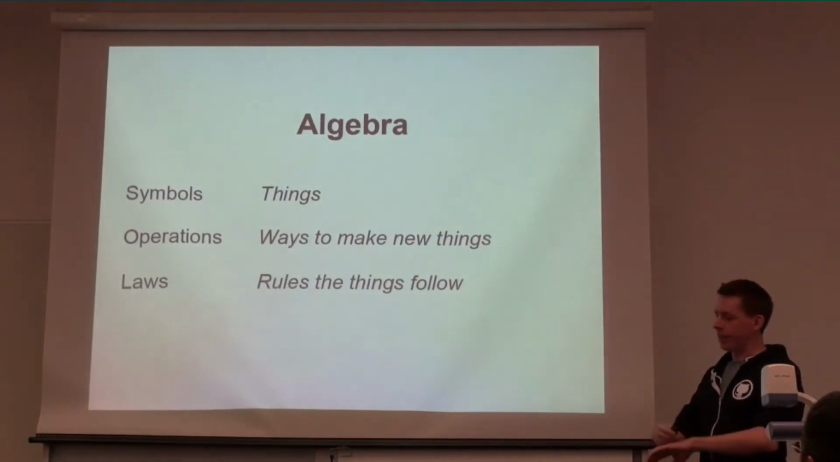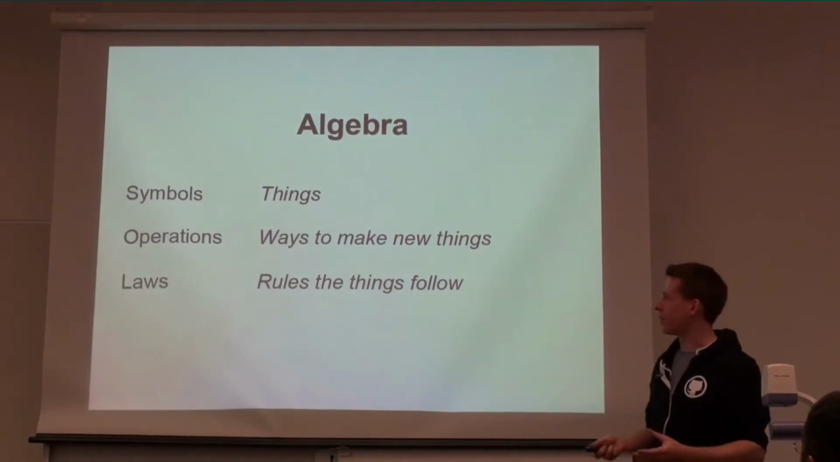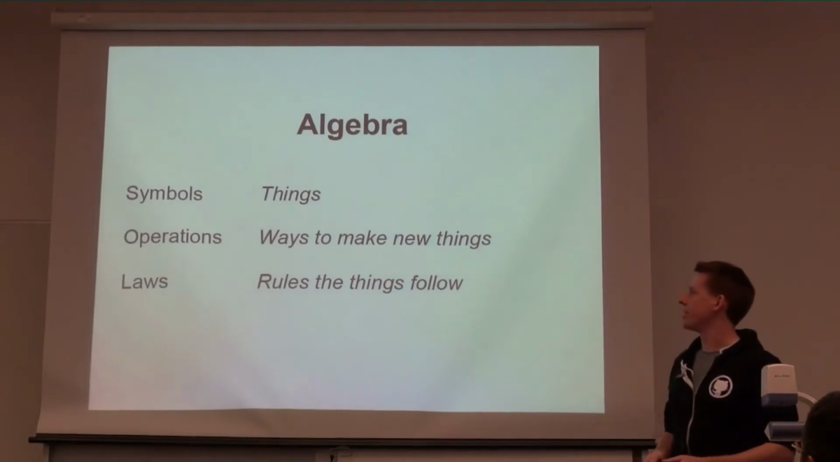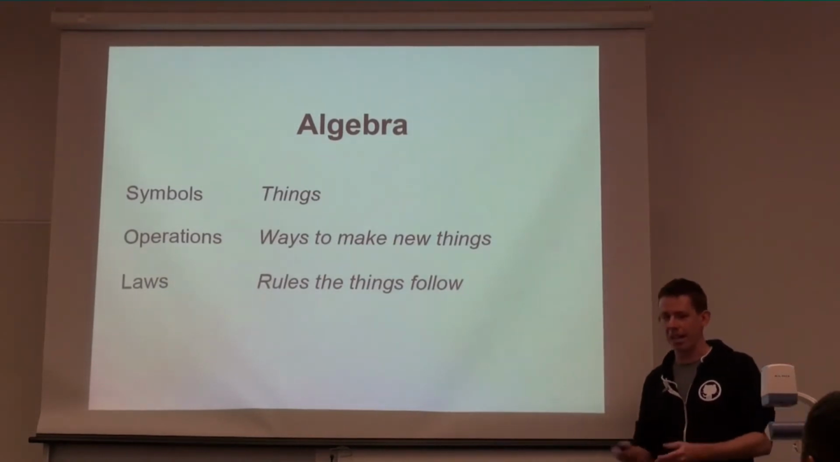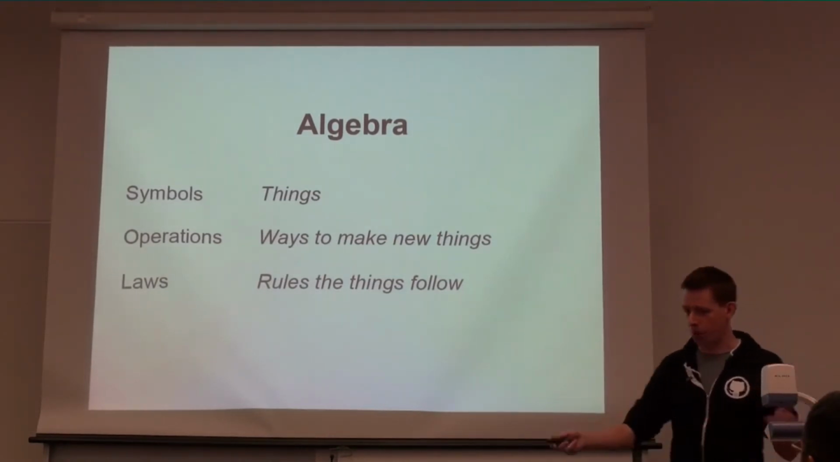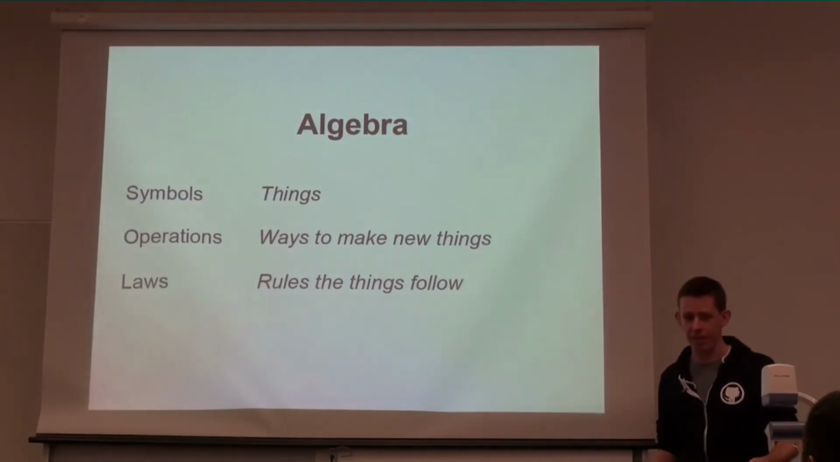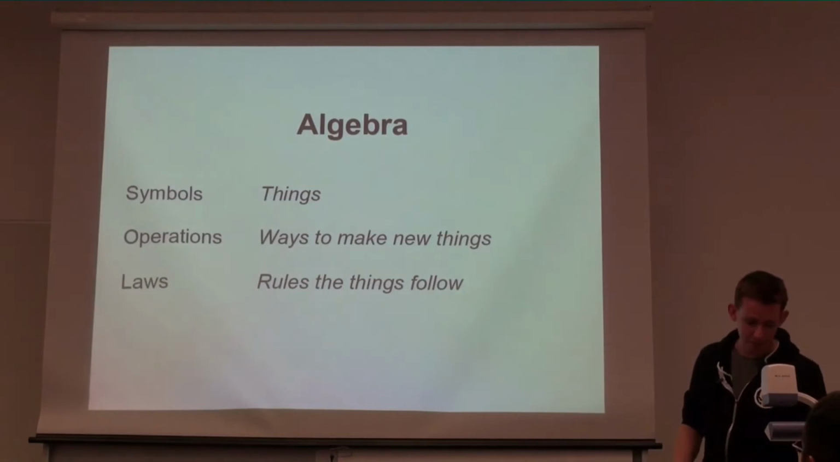So here's the overall high-level view of algebra, which is that symbols are just things. Operations are ways to make new things out of the old things. So you take one or two or more old things, and you put them together and you get a new thing. And laws are rules that things follow. And I'll explain this a bit more as we go on.